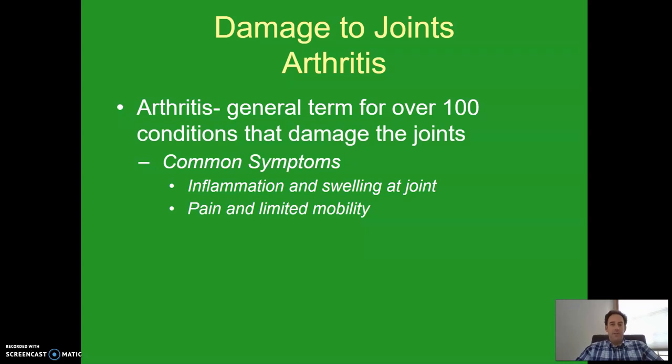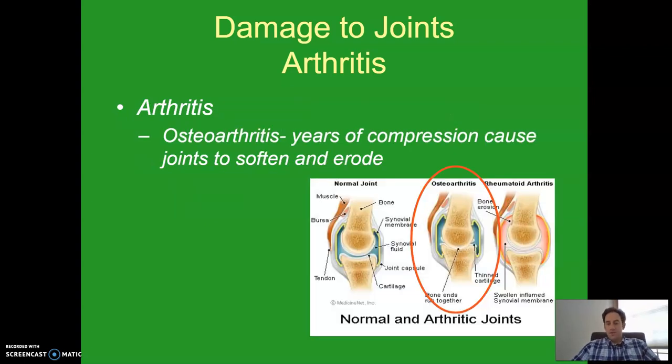So the first thing that can cause damage to your joints is arthritis. And what arthritis is, it's a general term for over 100 conditions that damage the joints. And what all these different conditions have in common is there's going to be pain, inflammation, and swelling at the joint. So two common examples of arthritis, two common types. The first is osteoarthritis. This is probably what you think of when you hear the word arthritis.